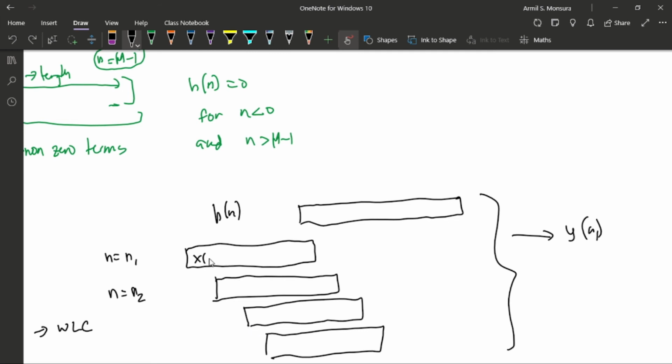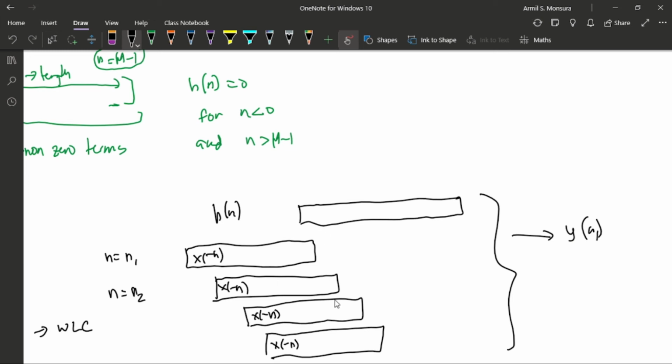Okay? So this is x of negative n, time-folded. And then we are shifting it with a certain amount of shift. Here, the shift is, say for example, n1. Bubuo tayo ng product sequence between hn at saka x of negative n with this shift. Okay? We will be able to compute for y of n1.